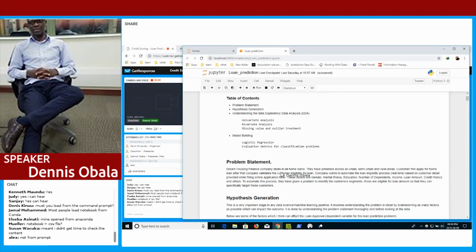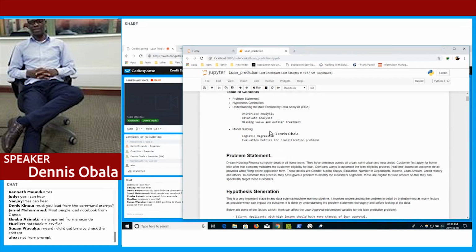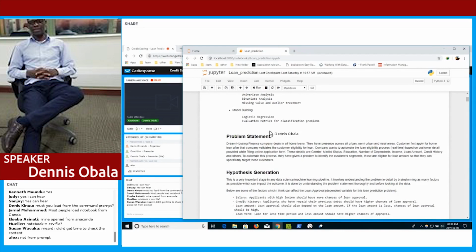With hypothesis generation, we are just going to look at our data and try and answer some of the questions using the data. That will actually help when you're generating variables to help with the logistic regression. After hypothesis generation, we are going to do exploratory data analysis. Univariate analysis is when we are looking at one single variable. Bivariate analysis is when we are looking at one variable versus the dependent variable. The dependent variable will be, in our case, either accepted or rejected.